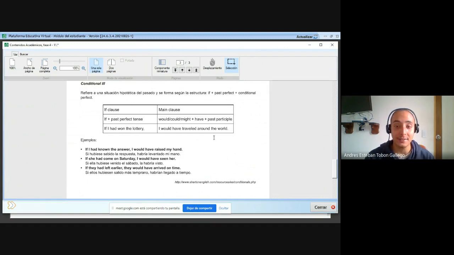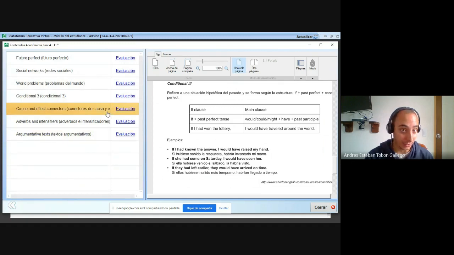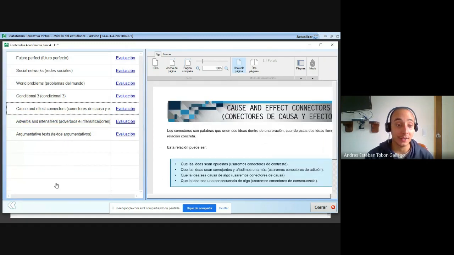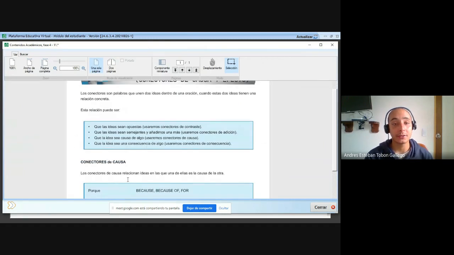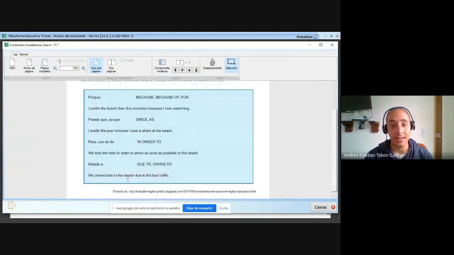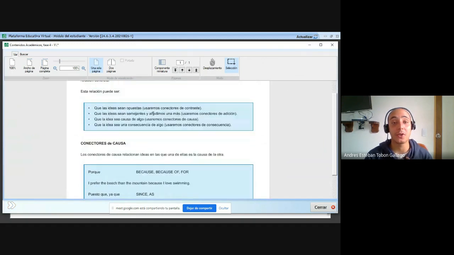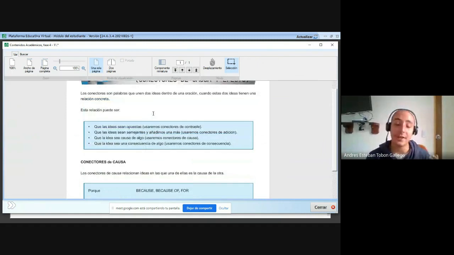Okay, good, guys. In there, we have the explanation about the conditional. Let's take a look at the cause and effect connectors. Okay, guys, connectors are really useful in English and all languages because they give us the possibility to connect our thoughts. Okay, they are words that help us link different ideas with one single purpose. Now, if we are talking about situations that are completely opposed to the others, we use connectors of contrast. If our intention is to add some more information to something that we have been talking about, in that case, we use the connectors of addition.